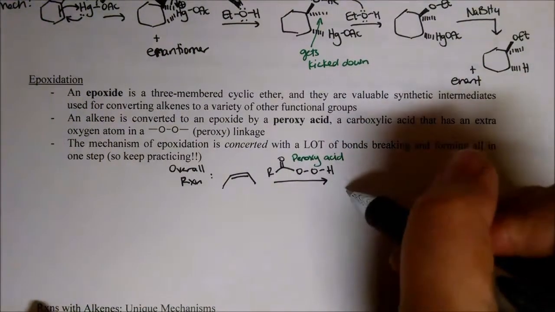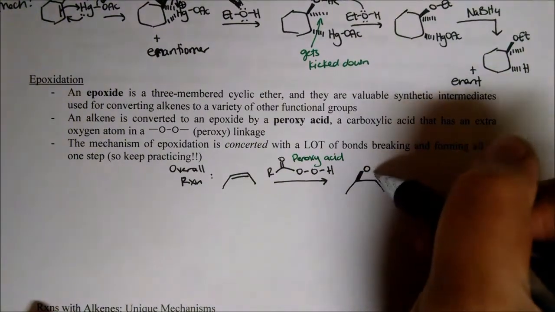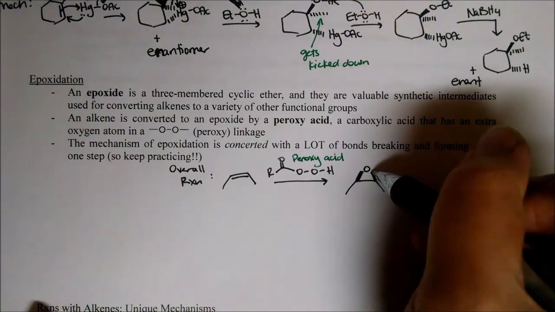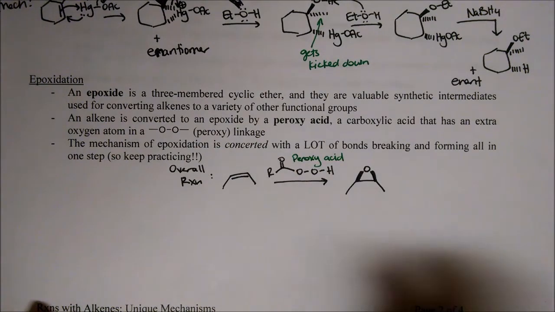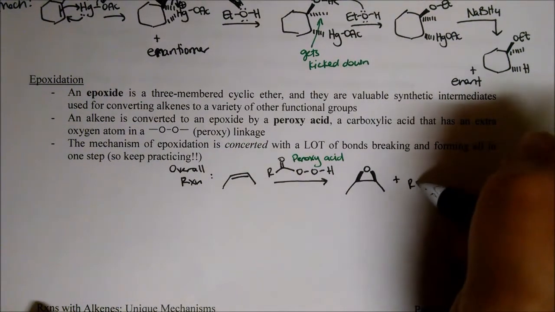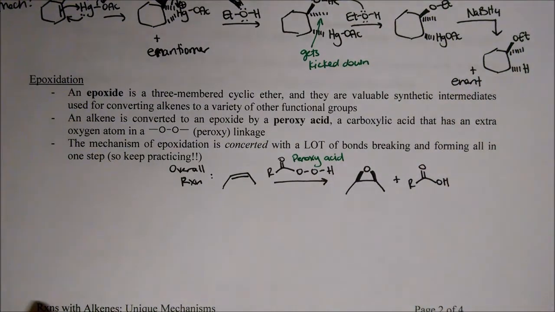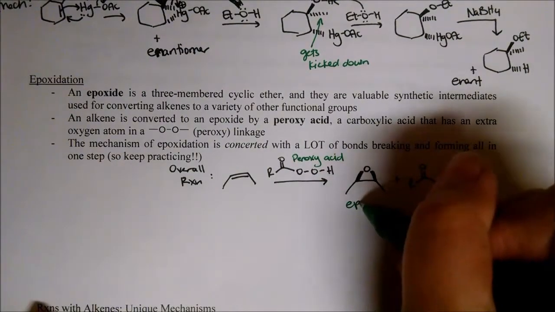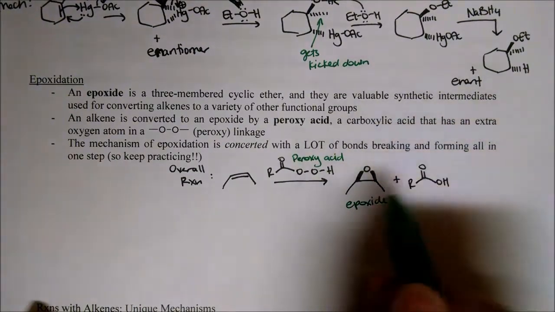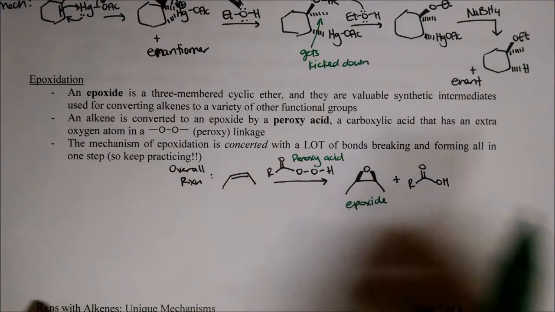And what we get out then is an epoxide. It looks like this. It's a three-membered ring with an oxygen. It's a cyclic ether. Okay, and we also get as a byproduct a carboxylic acid, derived from the peroxy acid. Okay, so this is an epoxide. Again, it's a three-membered ring with an oxygen. Okay, it's a three-membered cyclic ether.